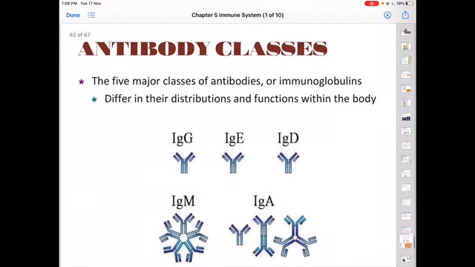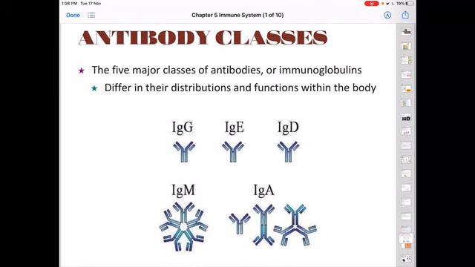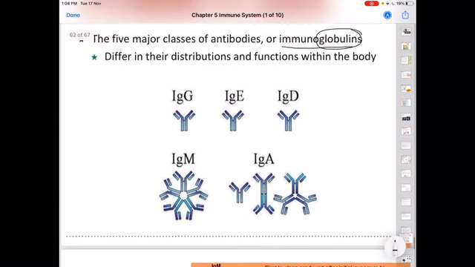Okay, and then we go into the last subchapter, antibody classes. There are 5 major classes of antibodies. These antibodies are also known as immunoglobulins. The word globulin refers to protein. So antibodies are made up of protein.